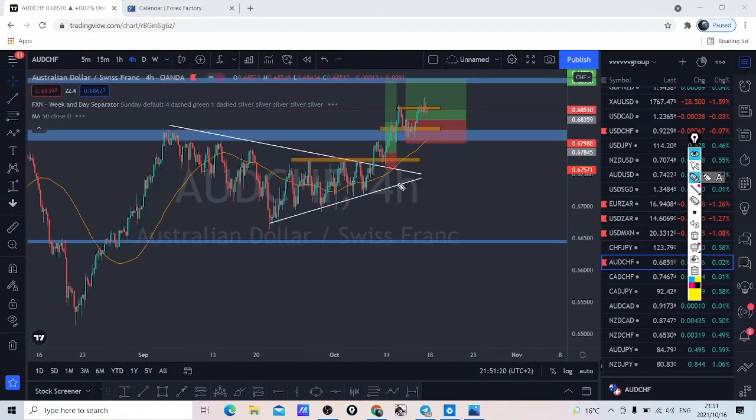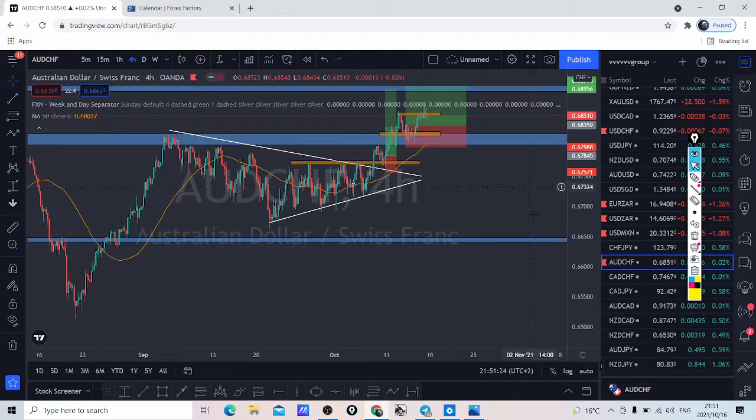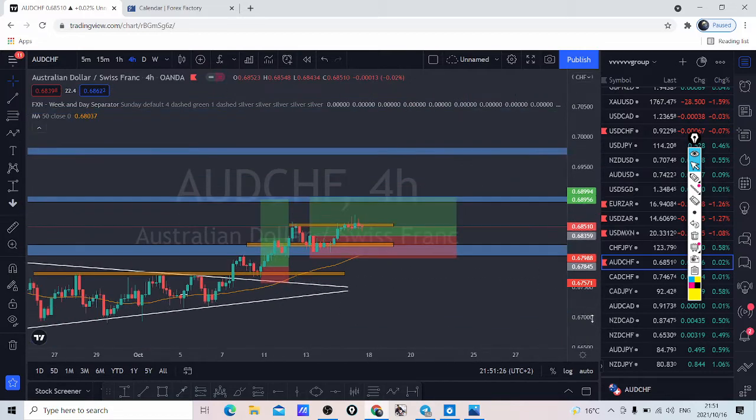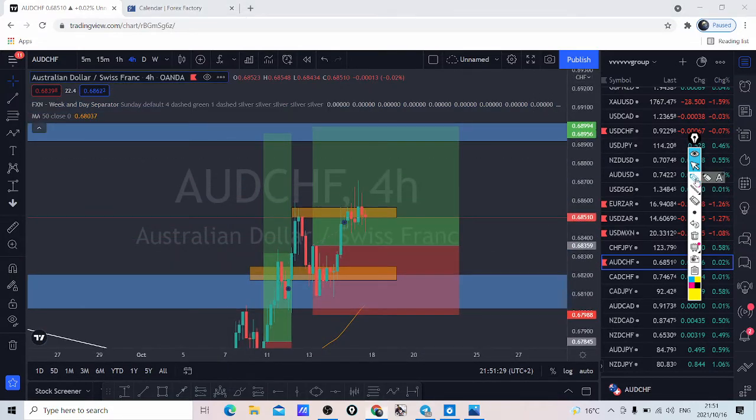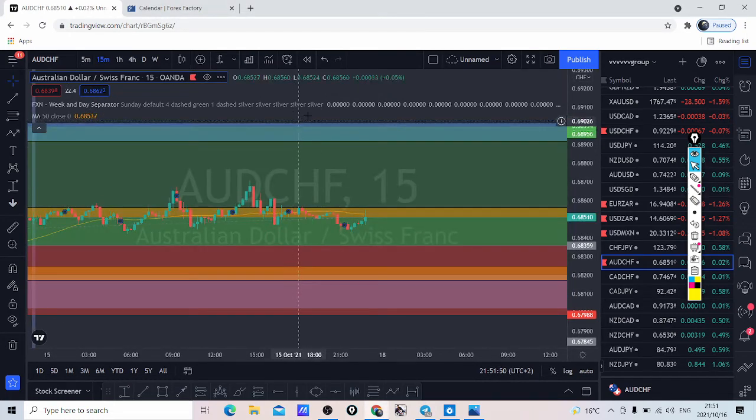But if the market breaks this high, then I'll move my stop loss to break-even. And the entry was too early, guys. Maybe I was supposed to enter somewhere around here, at the low of the day. Let me explain what the low of the day is.